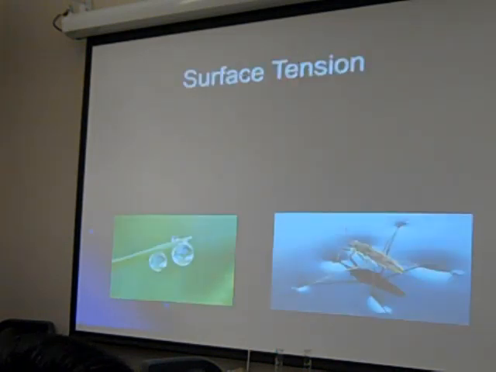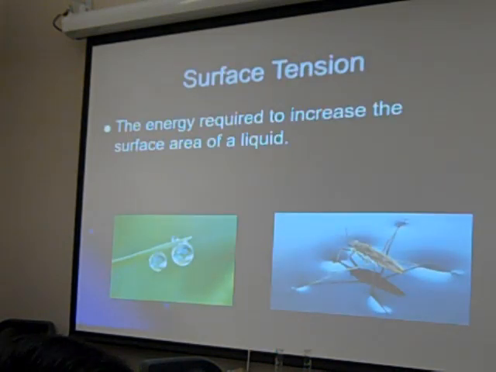Then there's surface tension. Surface tension is defined as the energy required to increase the surface area of a liquid. In other words, how much force do you have to apply to break the surface of a liquid, to get the molecules to separate? This is why bugs can walk on water: the water molecules are pulled so tightly close to each other, they have such great attraction for each other, that it takes a lot of force to separate them.